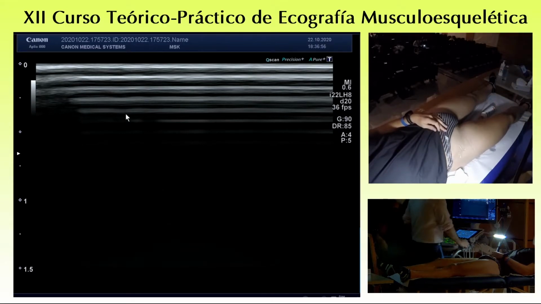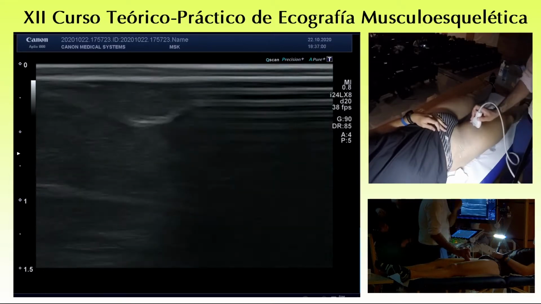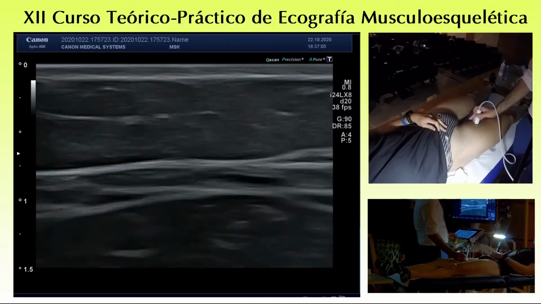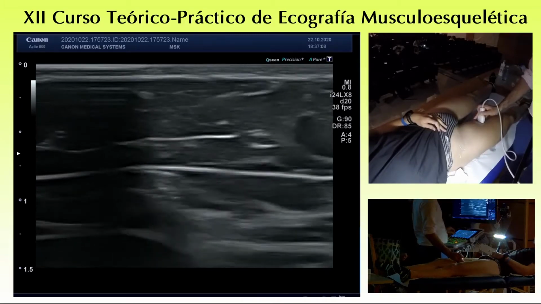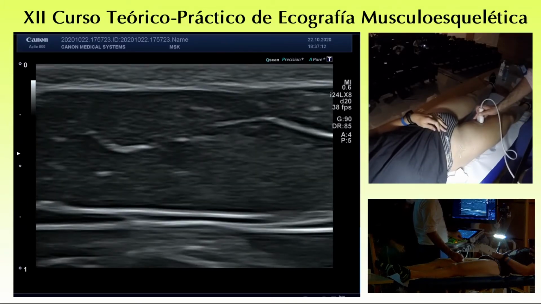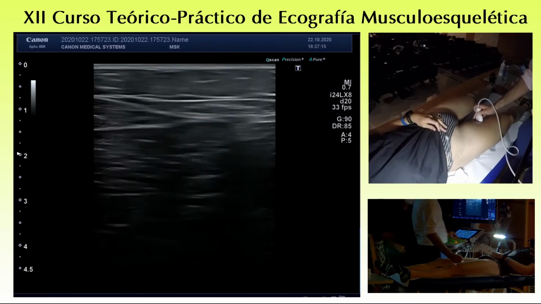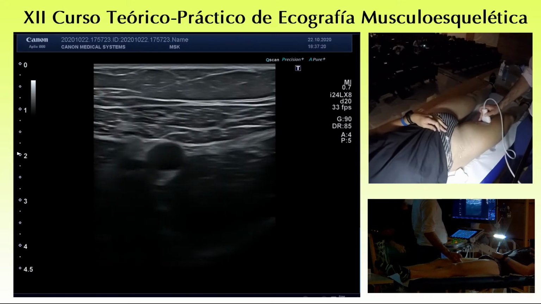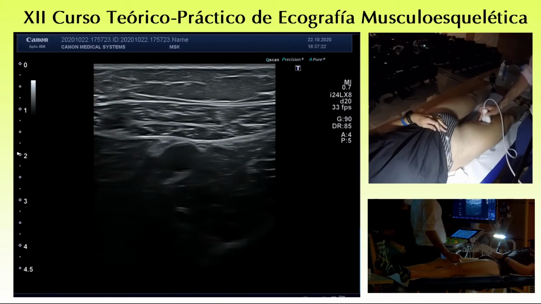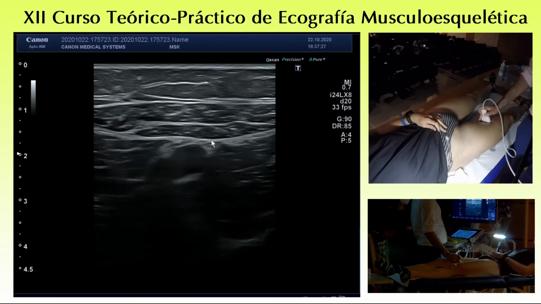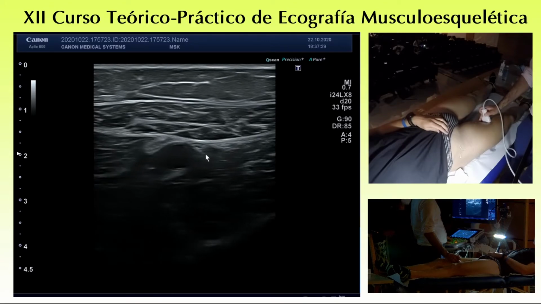At the beginning, I showed you it again, where under the sartorius there are many nerves, many fascicles, and the saphenous nerve is the one between the artery and the sartorius. You see it very well at this point, okay?